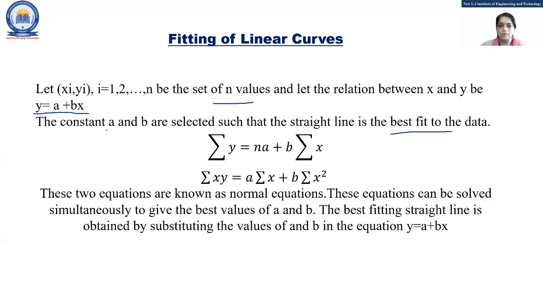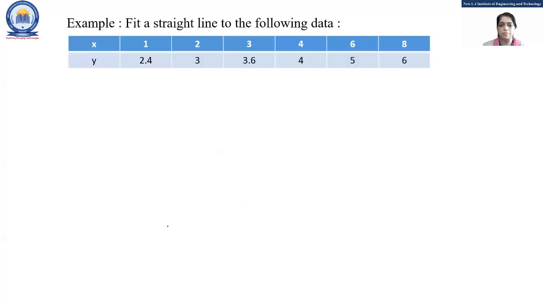For selecting these a and b, we are using these two equations: summation y equal to na plus b summation x, and the second one, summation xy is equal to a summation x plus b summation x square. These two equations are known as the normal equations. These equations can be solved simultaneously to give the best values of a and b, such that the best fitting straight line is obtained by substituting the values of a and b in the equation y equal to a plus bx. So let's start the example.